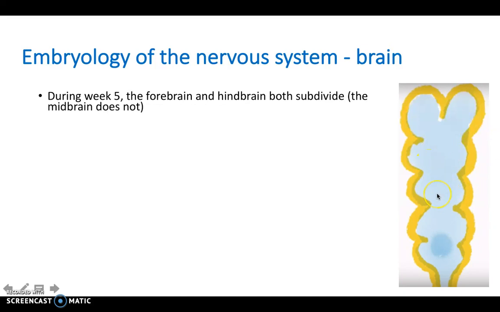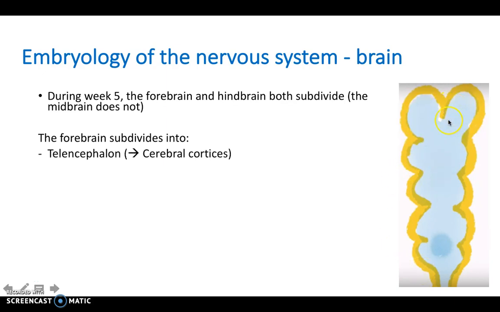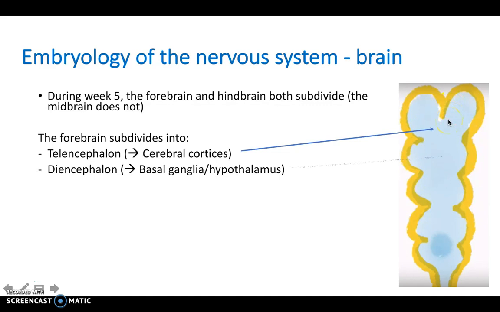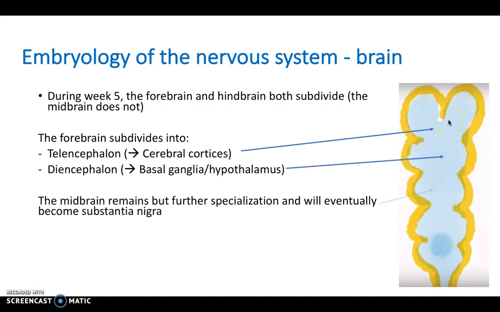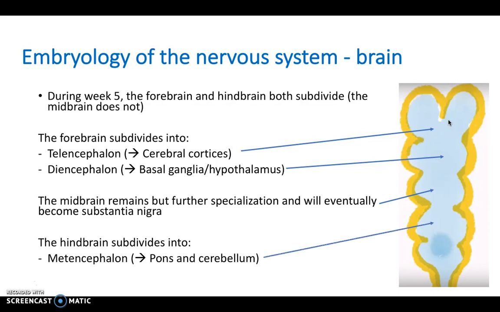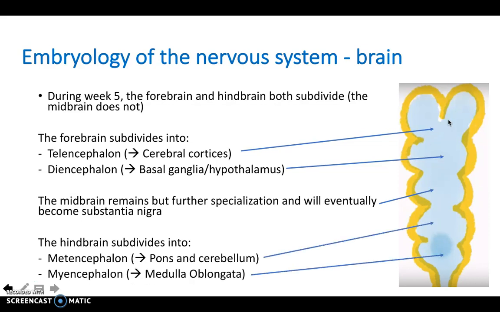The midbrain doesn't, so the midbrain remains, but the forebrain, the prosencephalon, and the rhombencephalon both subdivide. So the forebrain divides into a telencephalon and a diencephalon here. And then we've got the midbrain, which just stays the same. And then the hindbrain further subdivides into a metencephalon and a myelencephalon.